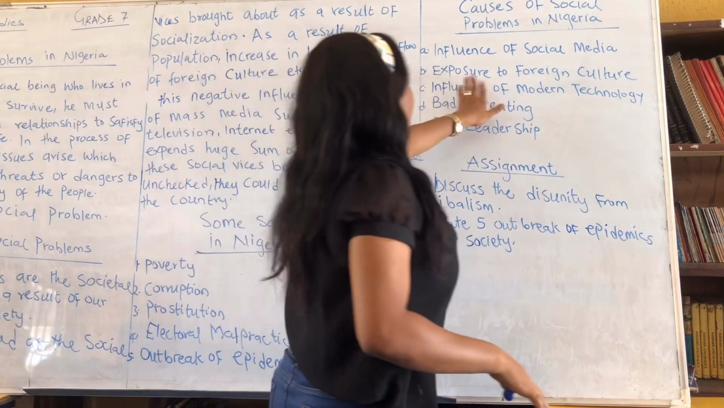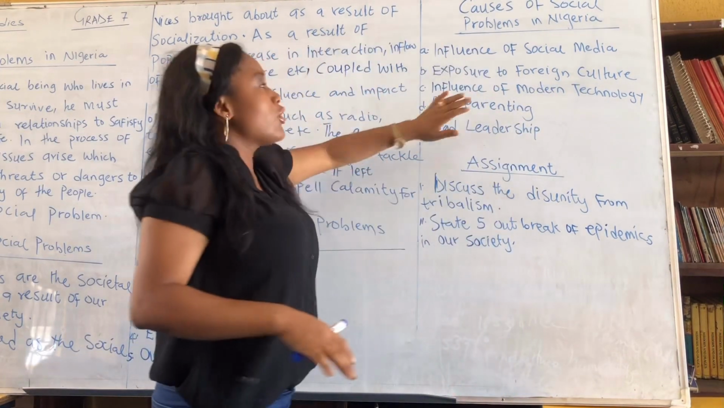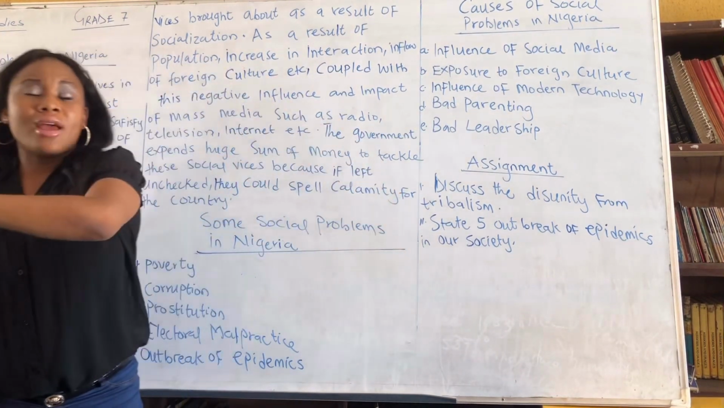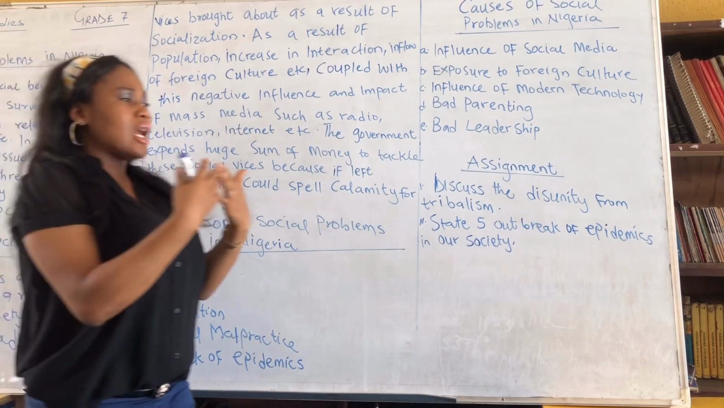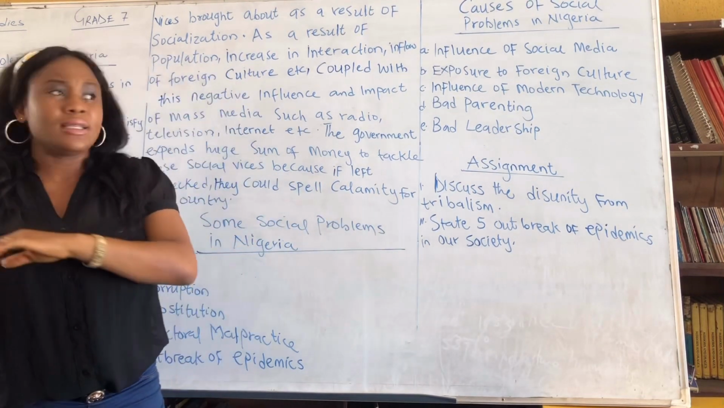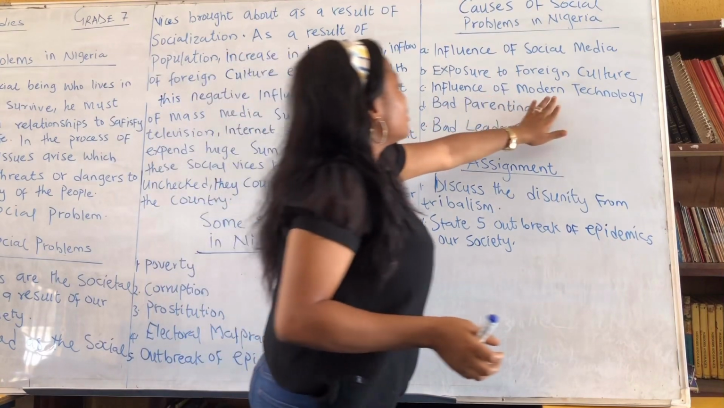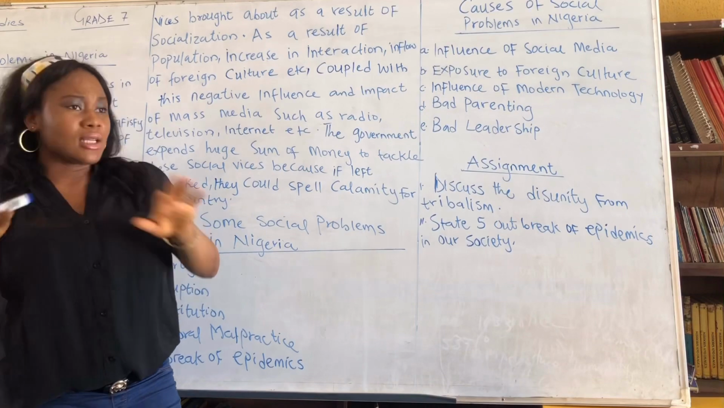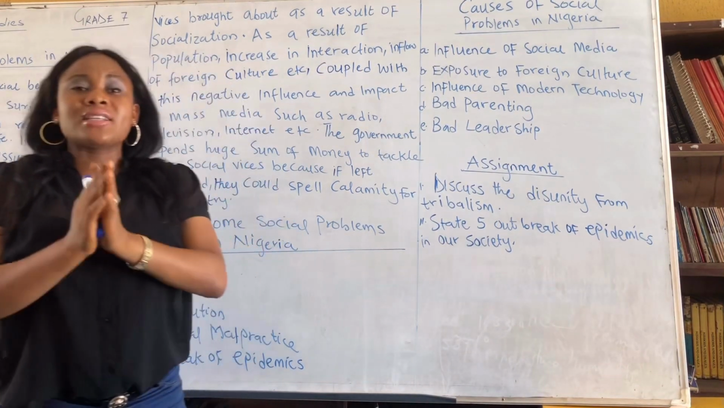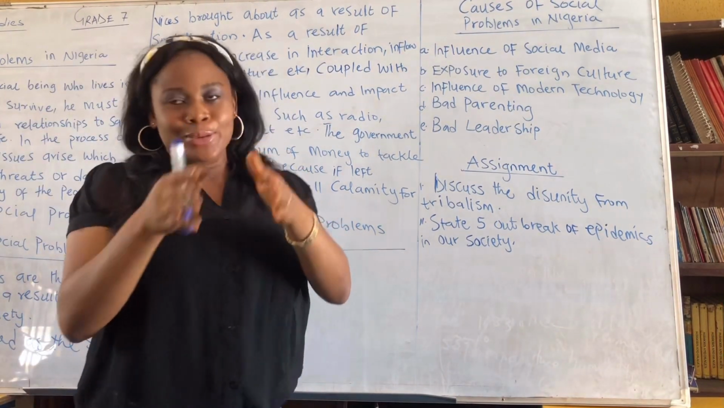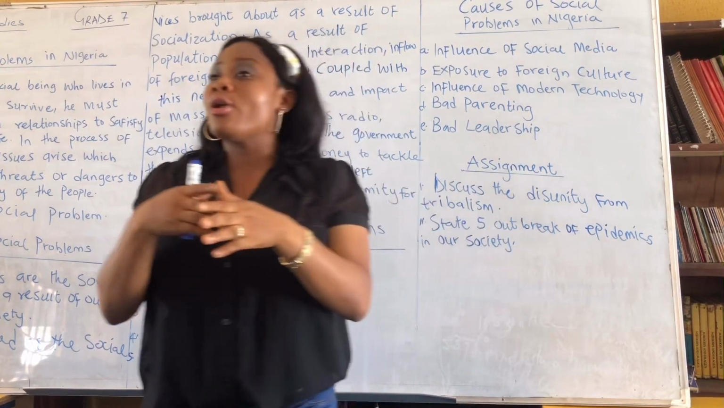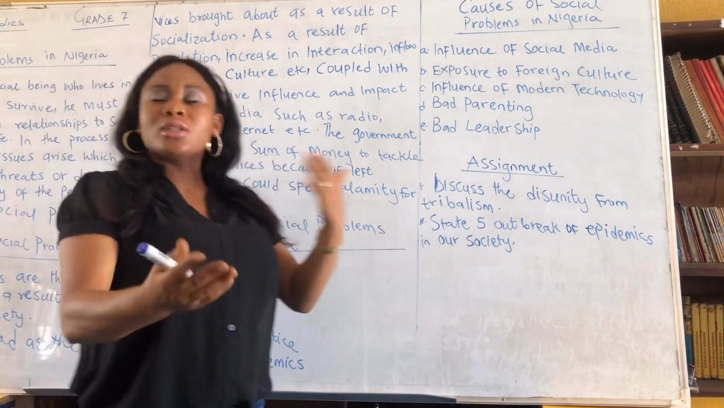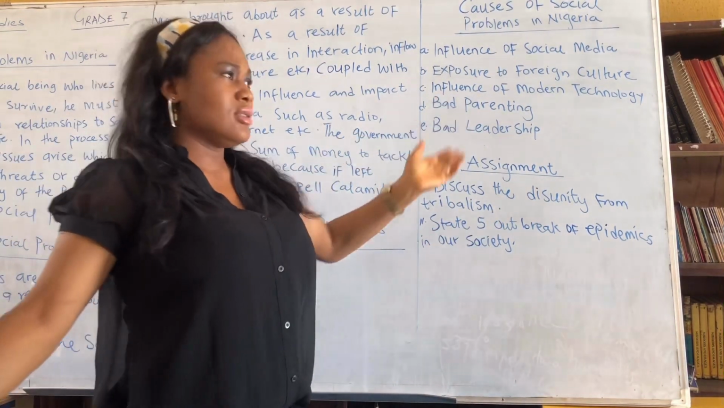Then we have exposure to foreign culture. Exposure to foreign culture has to do with Nigeria imitating the USA in their culture, etc. We have influence of modern technology. Influence of modern technology has to do with science and technology in our society. We know that science has done more harm than good to our children. These days, children no longer pay attention to their studies. They spend more time on what? Social media and all that.